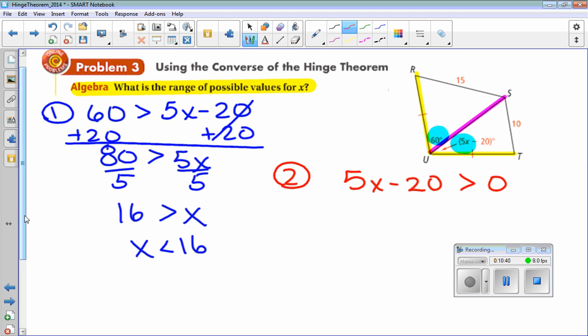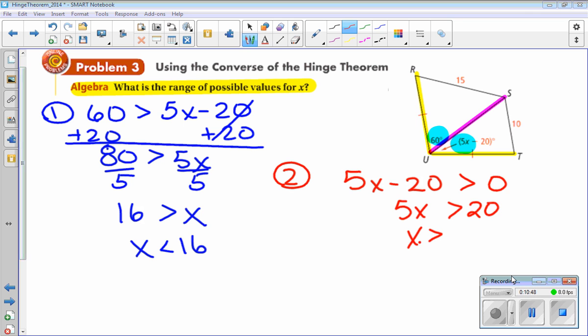Okay? So let's just solve this. We'll add 20. We'll divide by 5. And X is going to be bigger than 4. So we're going to put them together. We know it's bigger than 4. We know it's less than 16. So the actual value, we can write it like we did before. X is in between 4 and 16.